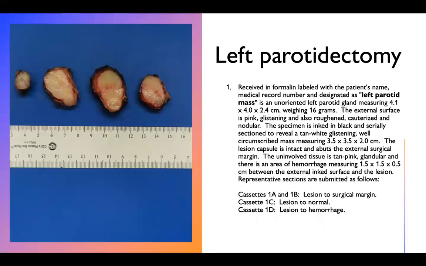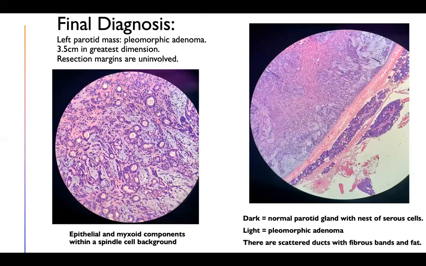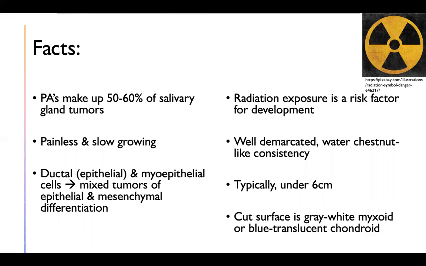I will say that this particular lesion was a lot more soft than a water chestnut consistency, but the few that I have done in clinical year have been very typical water chestnut consistency. They're usually under 6 centimeters, and the cut surface is usually a gray-white myxoid or a blue translucent chondroid. So it can be a mixture of cartilaginous and fibrous type of stroma.